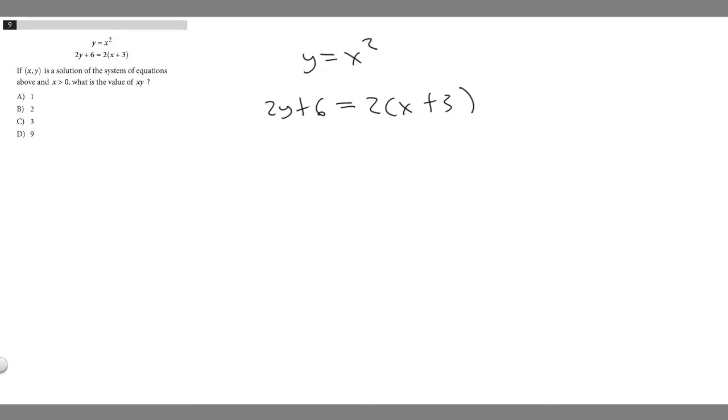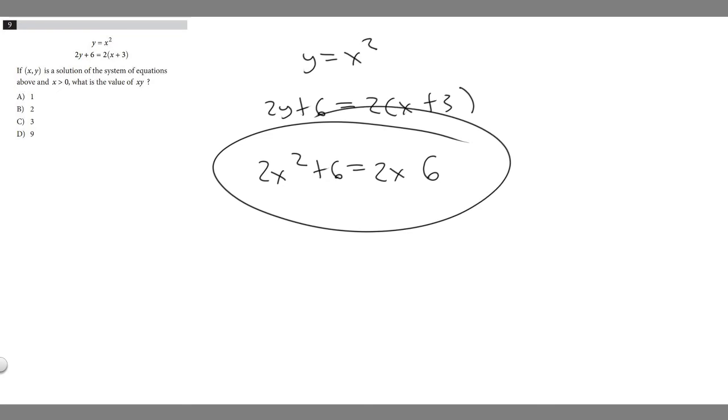So the obvious thing to do here is to take your x squared and plug it in, and that's going to allow us to solve for x. And if we have x, we should be able to solve for y. So you want to take your x squared, plug it in for y. So 2 times x squared plus 6 equals, and then I'm going to multiply this out. So we want to do 2 times x and then 2 times 3. So 2 times x is going to be 2x, and 2 times 3 is going to be 6.